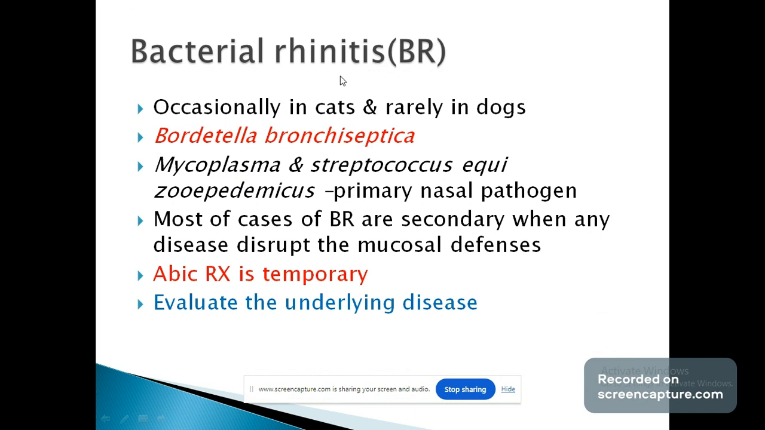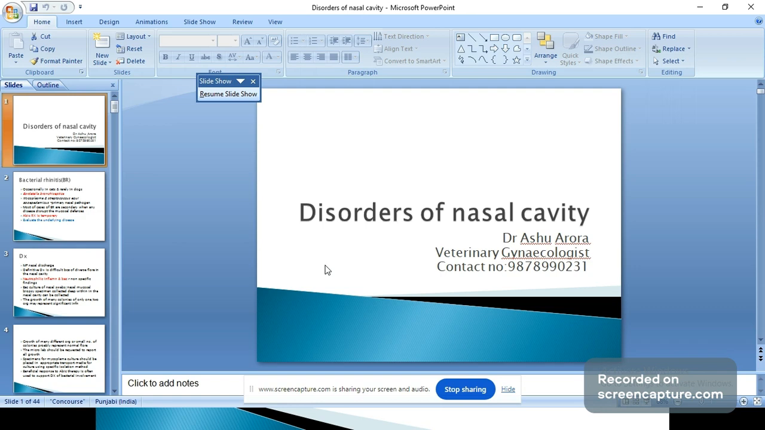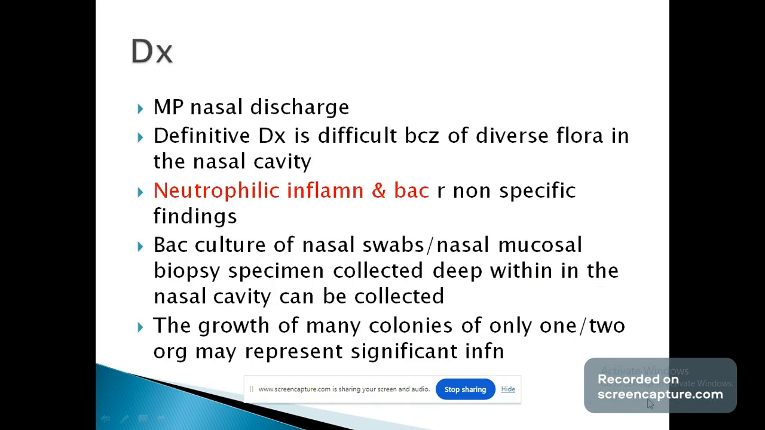Bacterial rhinitis is a secondary problem whenever any primary disease disrupts the mucosal defenses. So it is due to some other problem. So antibiotic treatment is temporary. So you have to evaluate and treat the underlying disease. Next, diagnosis of bacterial rhinitis is through clinical sign: mucopurulent nasal discharge.